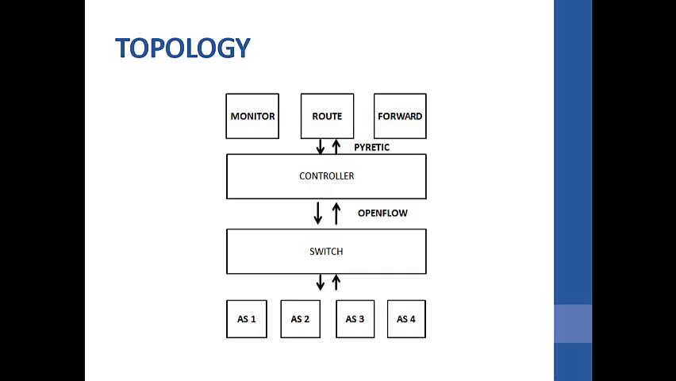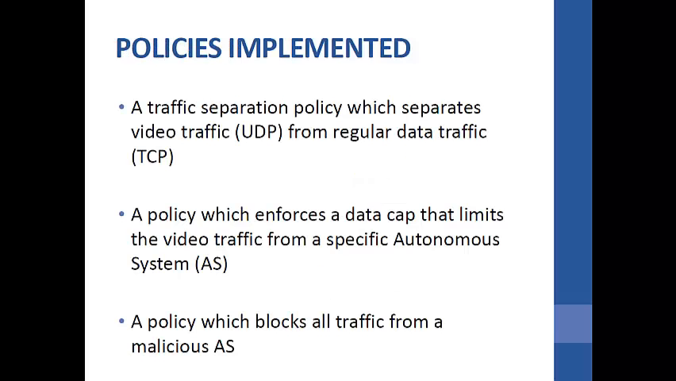Now we simulate a TCP flow from AS1 using iPerf. We see that the TCP flow is getting blocked as expected. Therefore, our first policy has been implemented successfully.